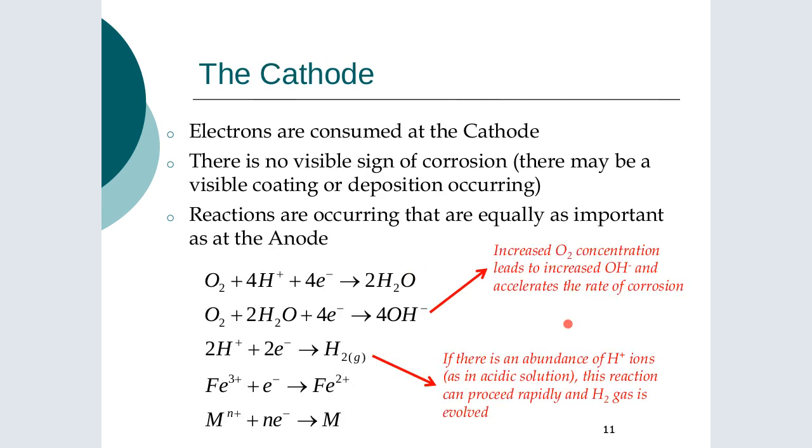The cathode is where the electrons are consumed. And again, you don't have visible sign of corrosion here, but there may be a visible coating or a deposition occurring. But the reactions that are occurring here are equally as important as those that are occurring at the anode. Okay? So here we have the electron consumption, okay? So we're forming that.